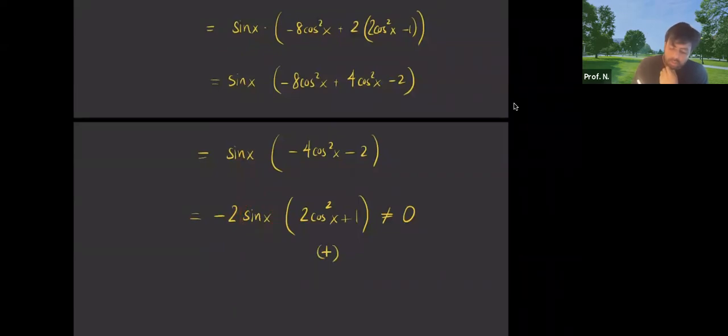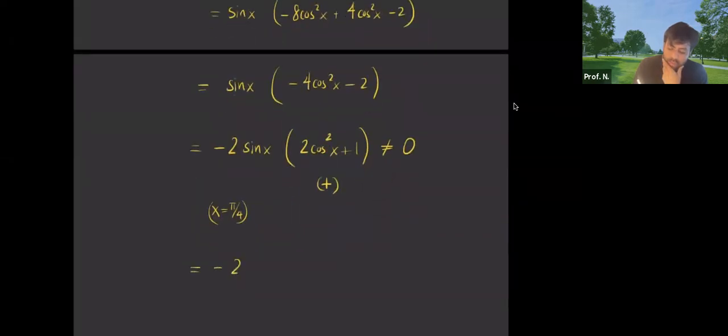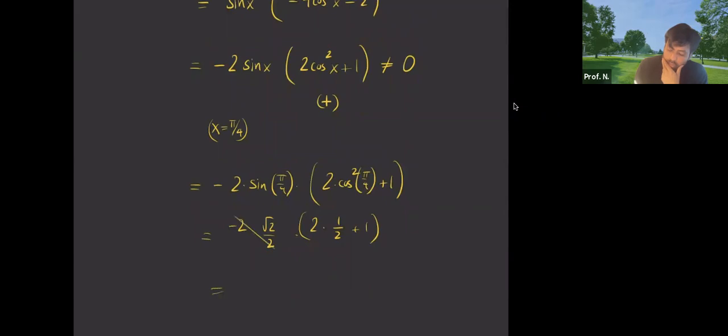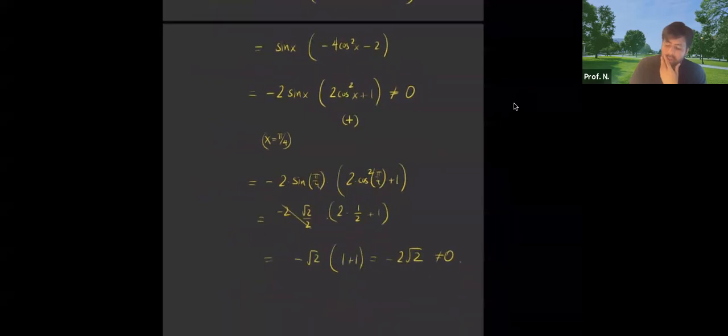For example, make x equal to pi over 4. What happens when that happens? We get -2 times sine of pi over 4 multiplied by (2 times cosine of pi over 4 squared plus 1). This would be root 2 over 2 times -2, times (2 times a half plus 1). So we got negative root 2, and we got 1 plus 1. So we get -2 root 2. This -2 root 2 is non-zero.